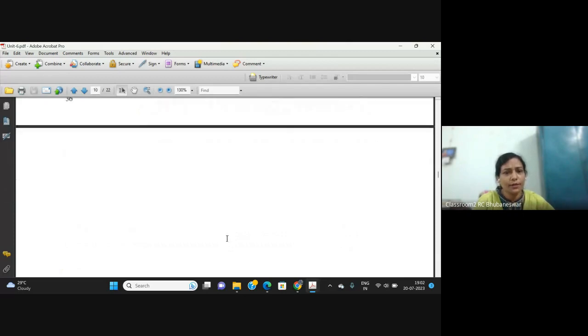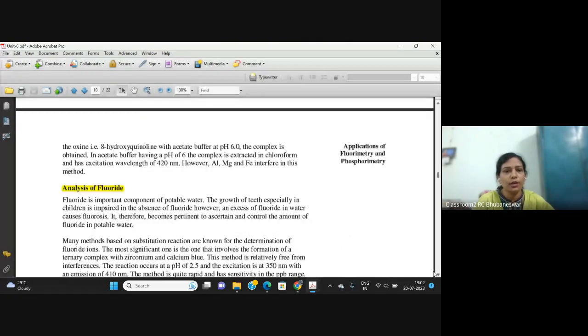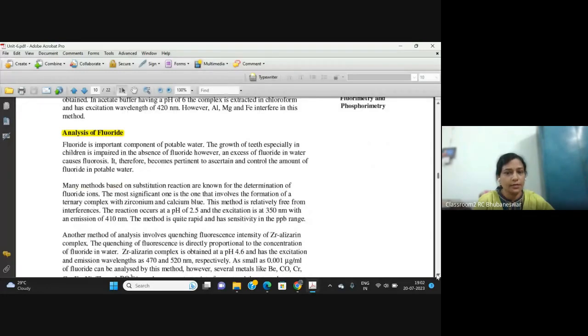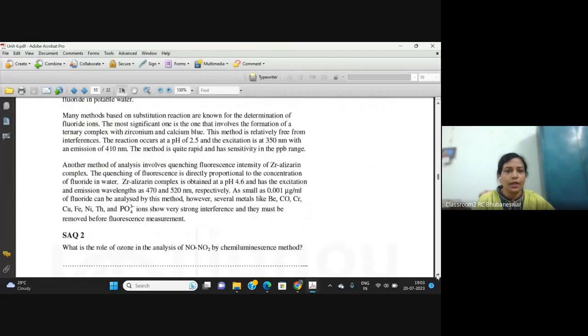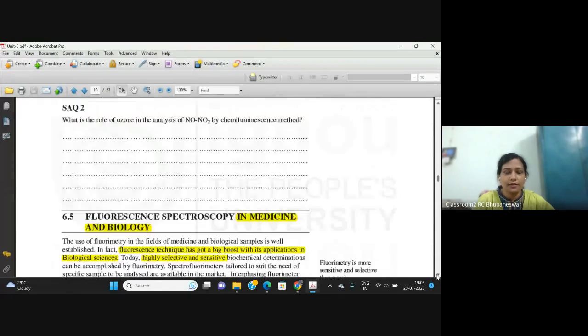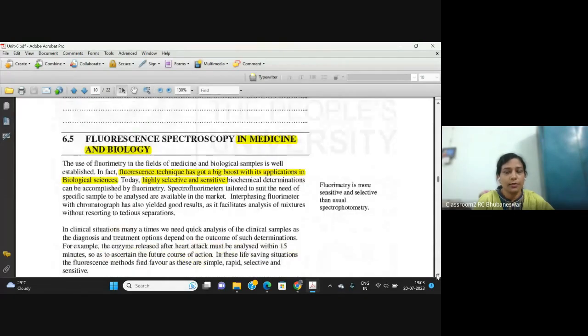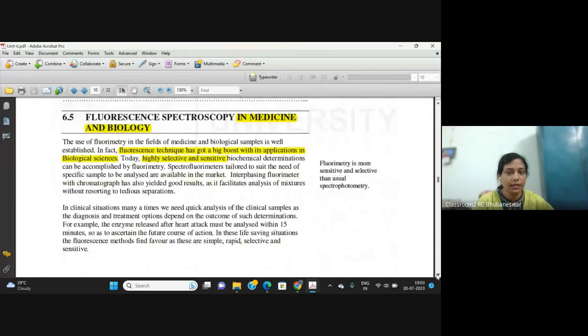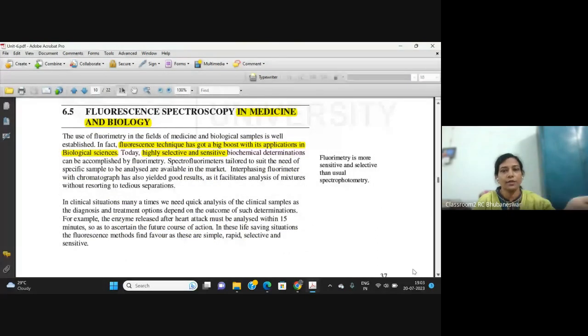Analysis of fluoride in water also you can do. Fluoride content you can predict through fluorescence also. For that you have to add certain reagents and do some fluorescent tagging. The one I was telling you in the previous unit, fluorescence tagging is needed for that.